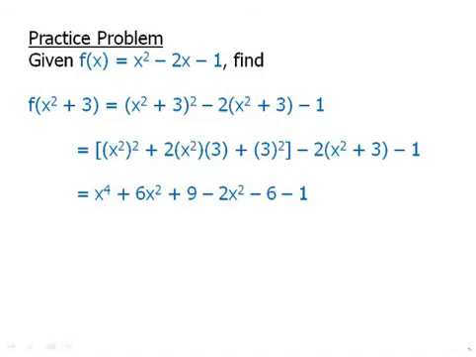That results from squaring the first term. Then we distribute the negative 2. We get negative 2x squared minus 6 and then a minus 1. Collect all the like terms, and we get x to the fourth plus 4x squared plus 2. And that is the resultant expression from plugging in the expression x squared plus 3 into this function.